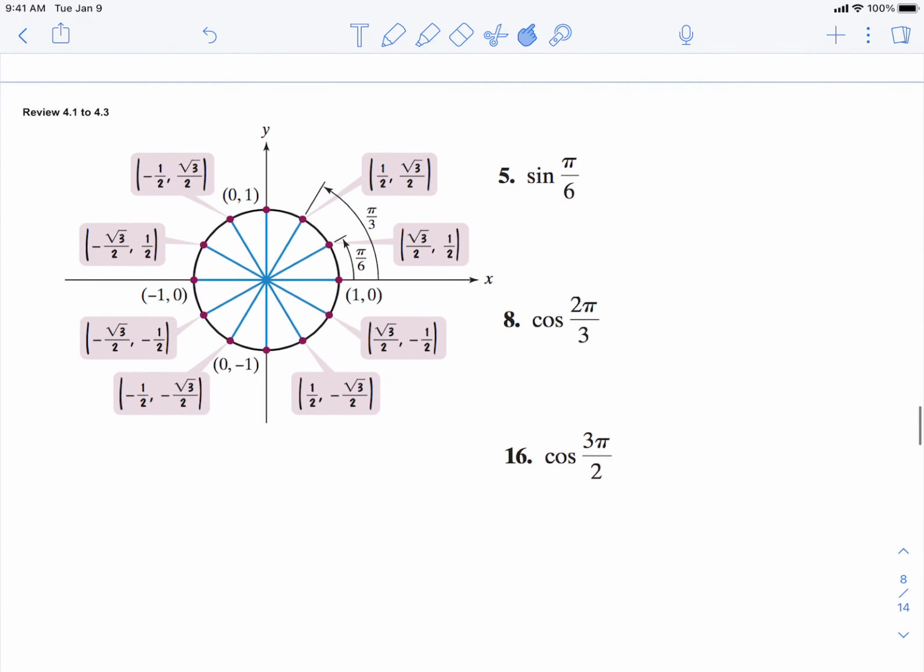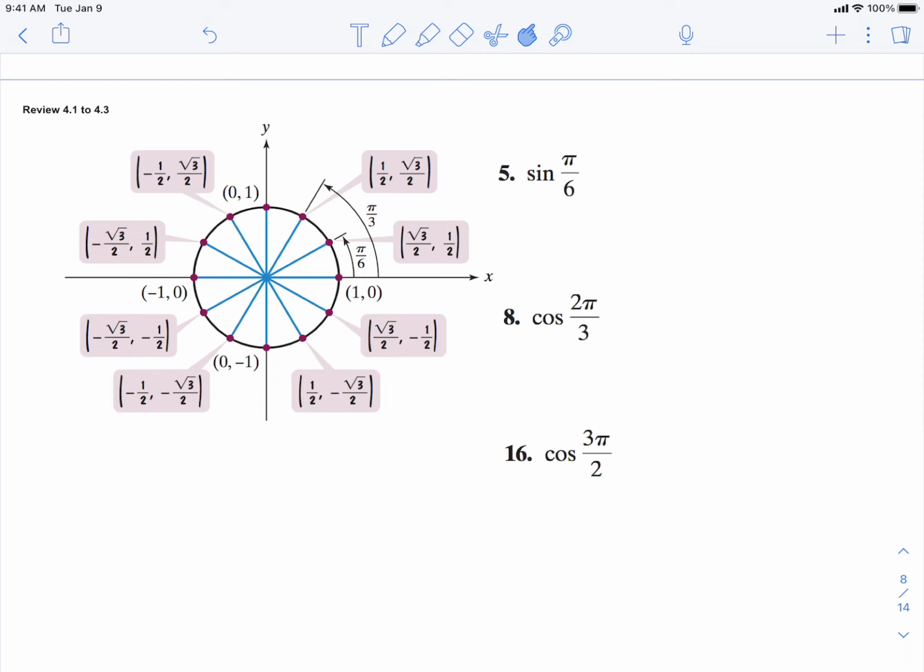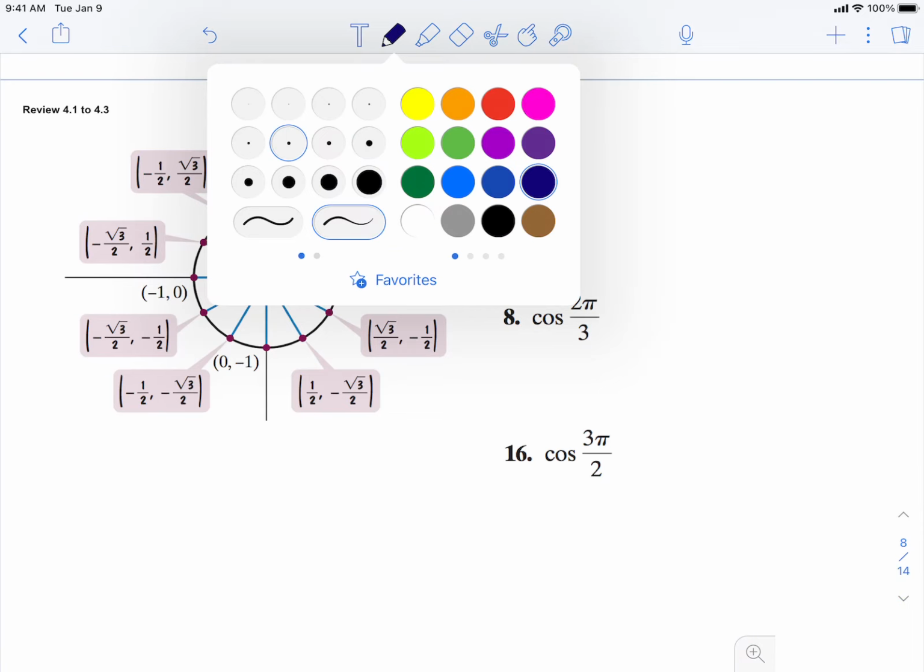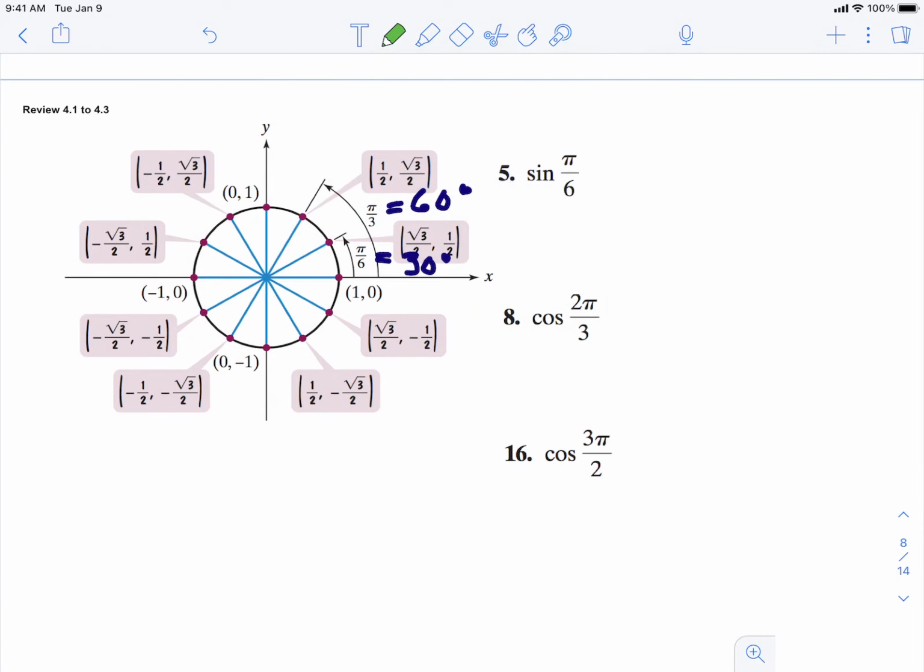All right. We're going to move on to the unit circle. Here are just some of the angles on the unit circle. Remember, pi over 6 is equivalent to 30 degrees, and pi over 3 is equivalent to 60 degrees. So let's start off with question 5. We want to find the exact value for the sine of pi over 6.